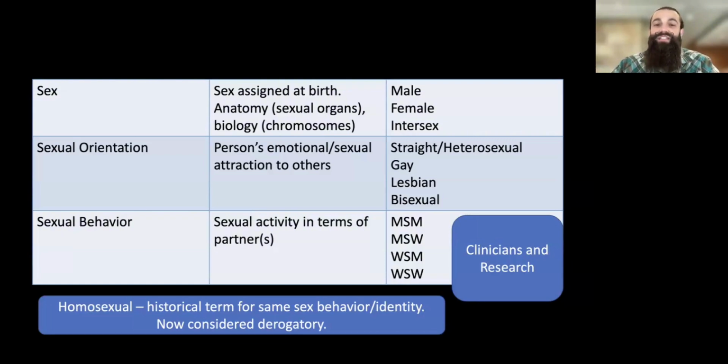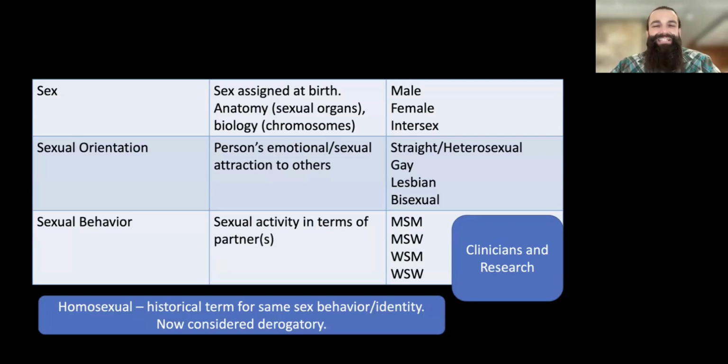Your sexual orientation is your emotional and sexual attraction to others. So you could be straight or heterosexual, gay, lesbian, bisexual, asexual. And then your sexual behavior is in terms of your partner. So a lot of times for research purposes, for publications, we'll use the sexual behavior terms. So MSM is men who have sex with men, MSW, men who have sex with women, women who have sex with men, and women who have sex with women. And they use that a lot for research because the behaviors can speak a little bit more to certain risks or differences in presentation that we see.